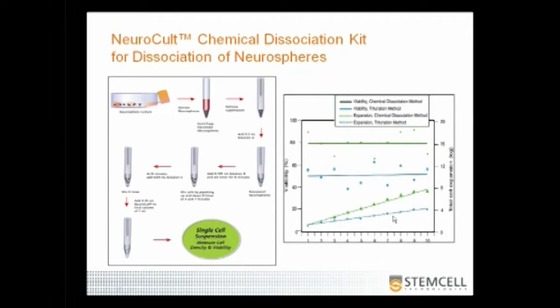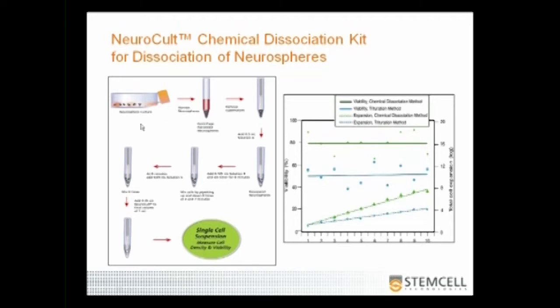We have developed a chemical dissociation kit which provides a non-enzymatic and non-mechanical method to dissociate neurospheres. A common method of breaking up neurospheres is to use the mechanical procedure called trituration with the use of plastic or glass pipettes. This mechanical procedure is very harsh and often results in high cell death. The chemical dissociation solutions are designed to release the cells from the extracellular matrix within the neurospheres.